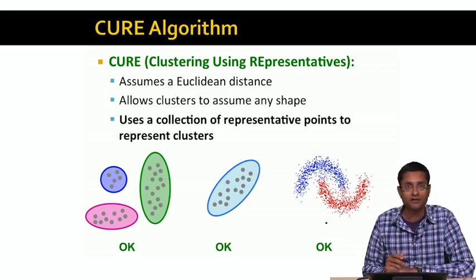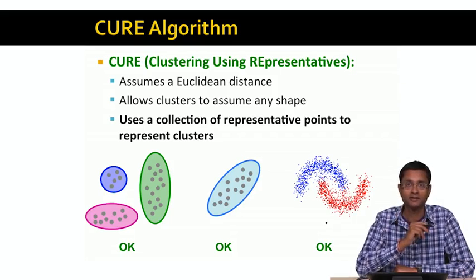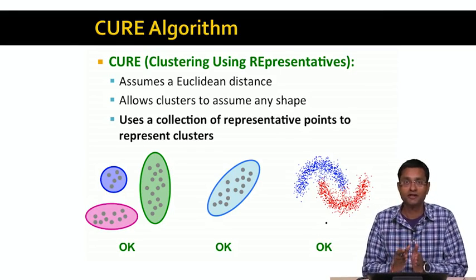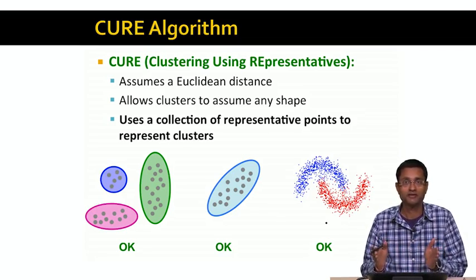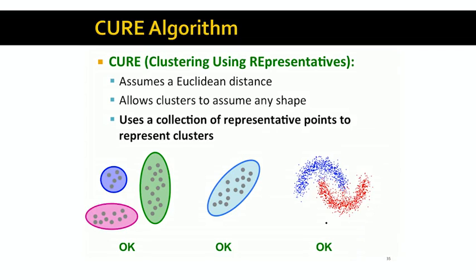The difference between the CURE algorithm and the BFR algorithm is that in the BFR algorithm, we represented each cluster using its centroid. Whereas in the CURE algorithm, instead of a centroid, we're going to represent each cluster by a collection of representative points. So instead of representing a cluster by one point, we're going to represent it by many points.